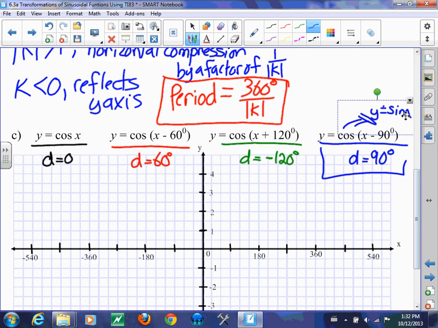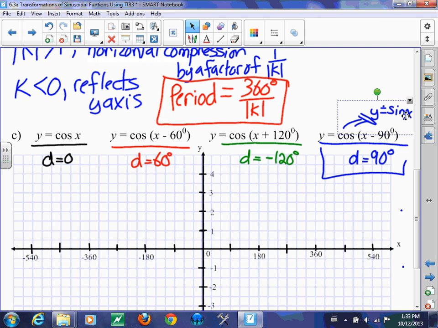So I told you earlier that there was a connection between the two parent functions. This is the connection. So y equals sine x, so sine x equals cos x minus 90 degrees. But we'll get to that in a little bit.